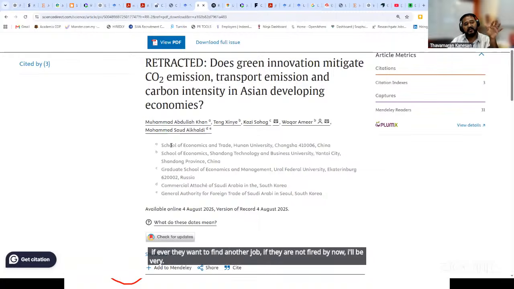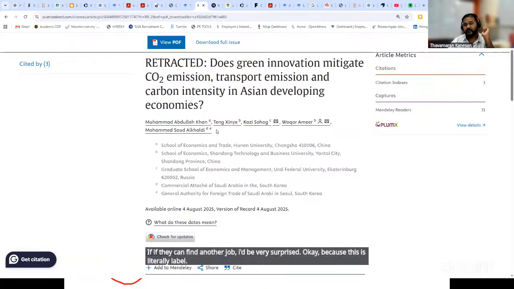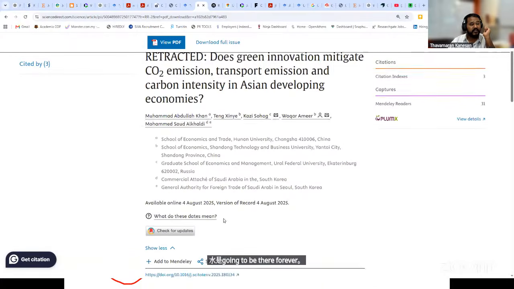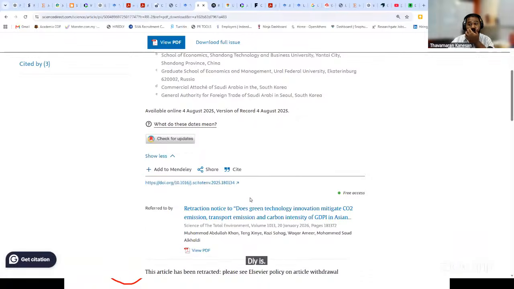But having said that, if they can find another job, I'll be very surprised, because this is literally labeled as scam. It's going to be there forever because there's already a DOI. DOI is something that you cannot take down. So it is there forever.